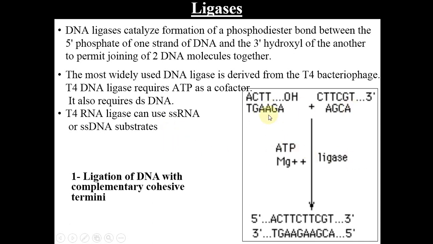Now here the ligation reaction is shown. This is one segment of DNA and this is another segment of double-stranded DNA. This has a free 3' OH and here is a free 5' phosphate. So the phosphodiester bond forms between the 3' OH and 5' phosphate, and with the help of ATP and Mg2+, T4 DNA ligase joins these two segments of DNA.